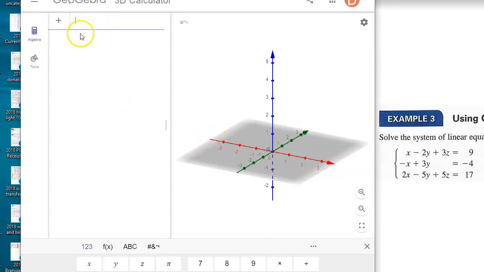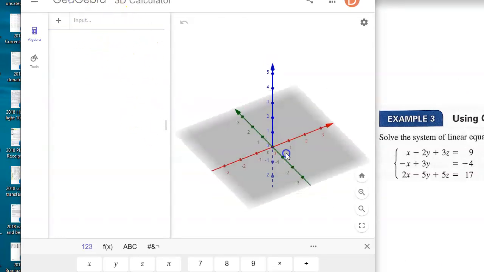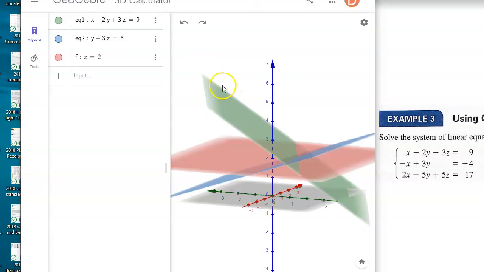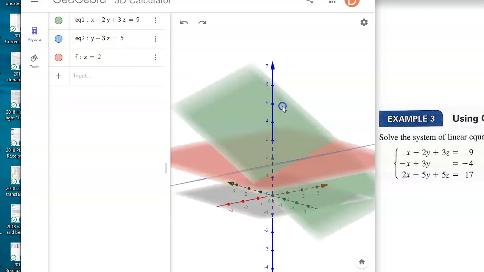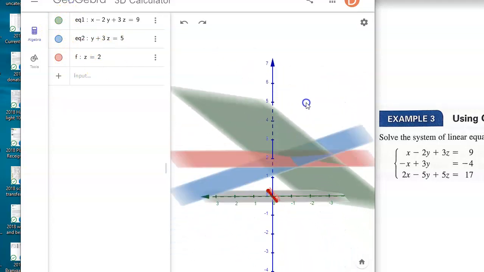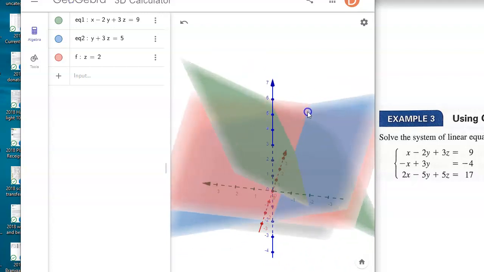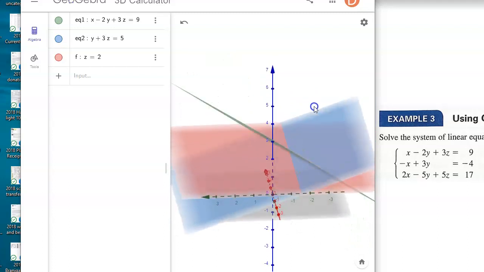And so when you click on that, and I'll give it a second to load, you have some algebra over here. And then you have this three-dimensional space that it'll graph for you. And so I've already got this thing graphed, and here it is. And you can see my three equations that I typed in, and I colored them, so green, blue, red. And you can just drag this around. The gray plane is your XY plane.